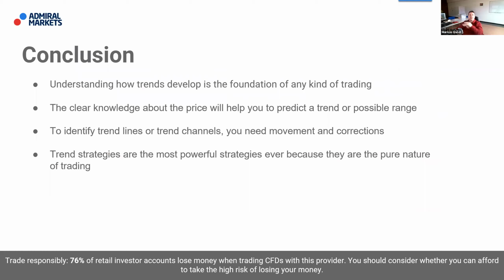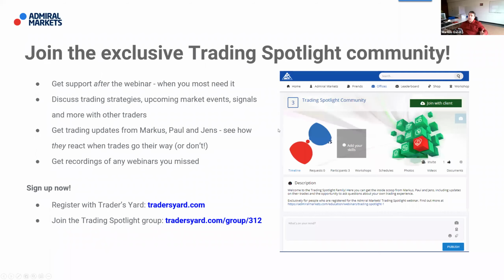So let's make a little bit of a conclusion. Understanding how trends develop is the foundation of every kind of trading. Clear knowledge about the price will help you to predict the trend and the possible range of the price. To identify trend lines or trend channels, you need movement and corrections. Without any move, without any correction, you don't have a trend. And trend strategies are the most powerful strategies ever because they are the pure nature of trading, because we work with prices. I hope you understand everything.